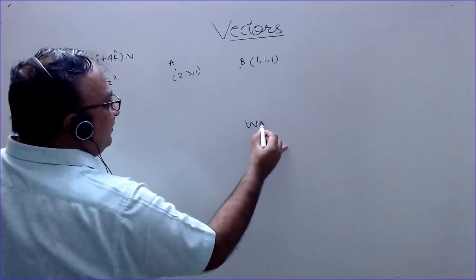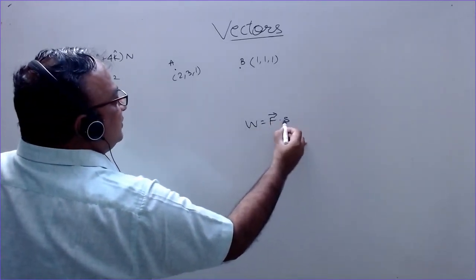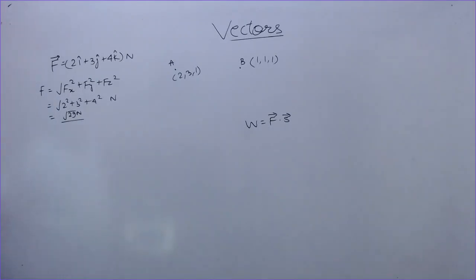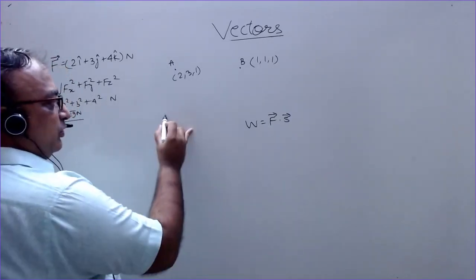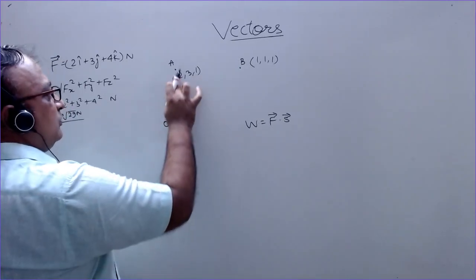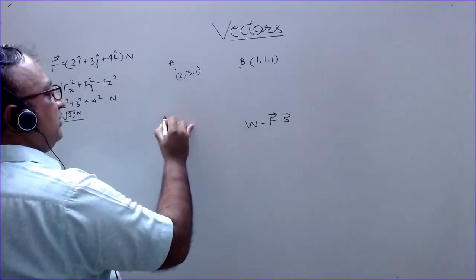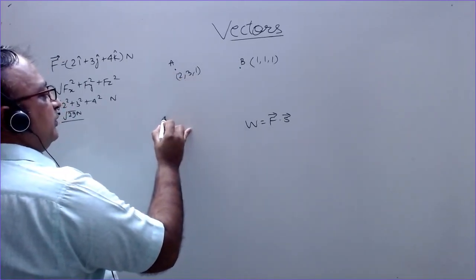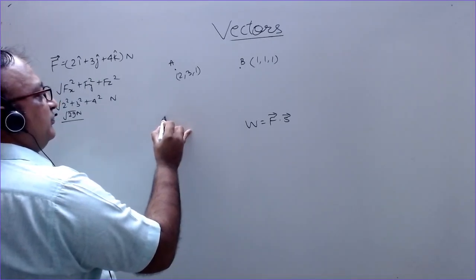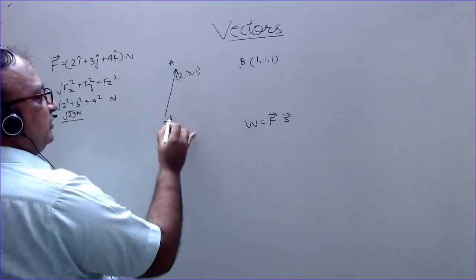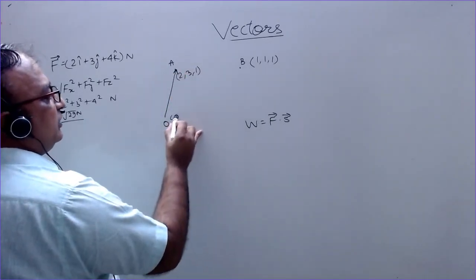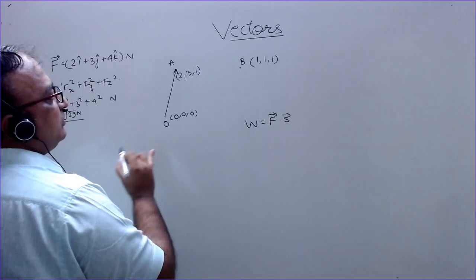So W is obviously F dot S. F is given to us, we have to find S. What is S? This should also be in vector form, displacement. So let us take a fixed point O first, which is the origin. As I told you, how do we define a vector? It is passing through this point. We take this as origin and join it with point A; the coordinates of O are 0, 0, 0.